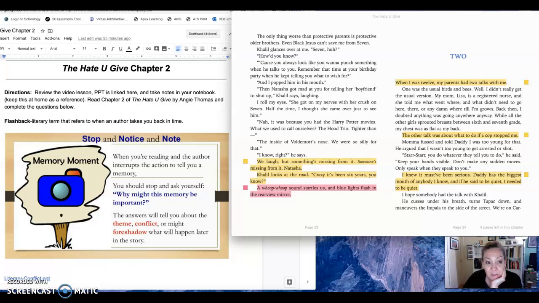Okay, so here we are, The Hate U Give, Chapter 2. You'll notice that I have two windows open, right? So I have the handout, which I found on Schoology. You go to Schoology, go to today's lesson, Monday, April 6th, and you should find 1.10, The Hate U Give, Chapter 2 handout. As long as you're in Google Chrome, as long as you're in your mysbch.org email, it should open right there inside Schoology, and you should be able to write right on the document.